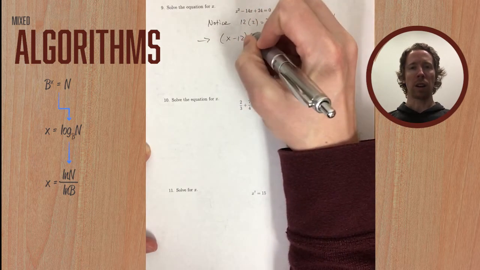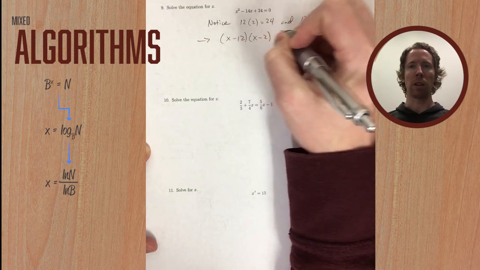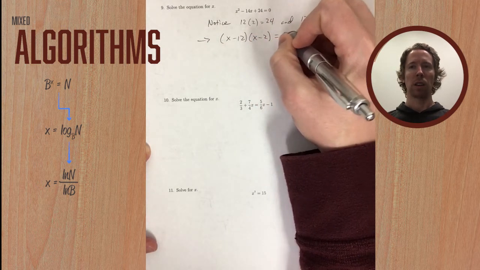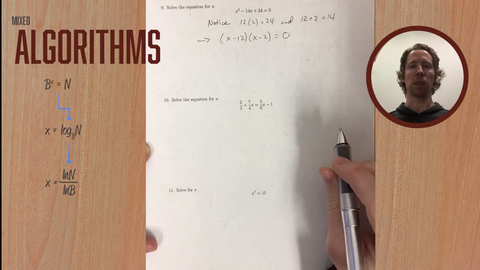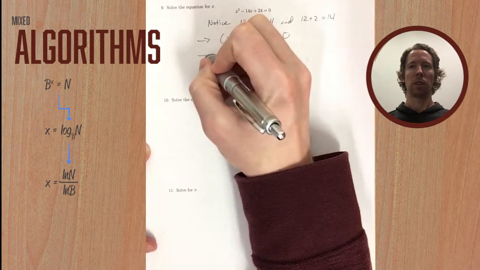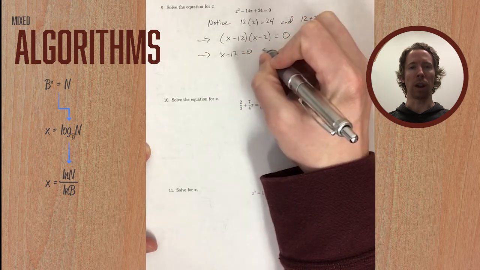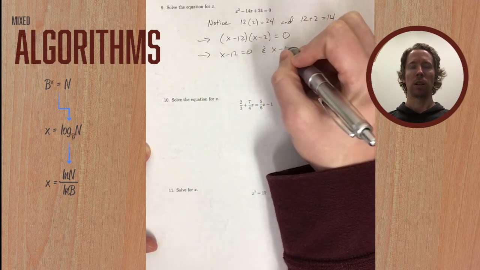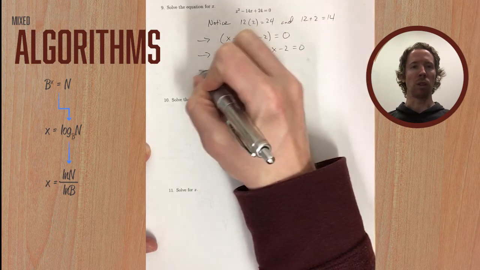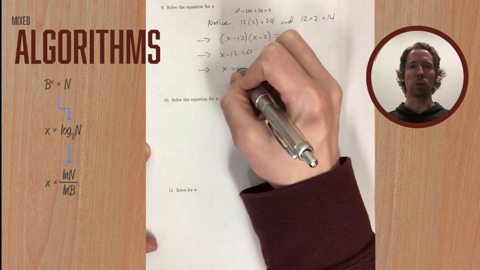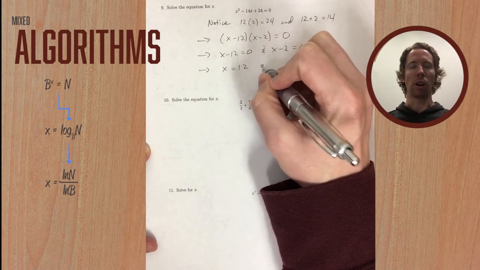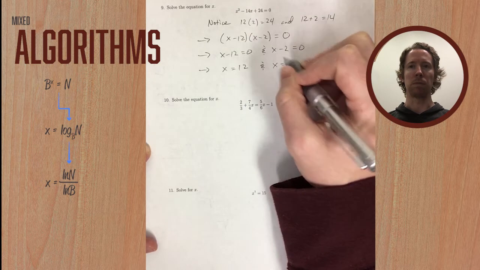If I couldn't factor it, I would just use the quadratic algorithm on it. But since I can factor it, it becomes x minus 12 times x minus 2 equals 0. So either x minus 12 is 0 or x minus 2 is 0. And you just solve both of those equations. So x equals 12 and x equals 2 are two different solutions for this problem.